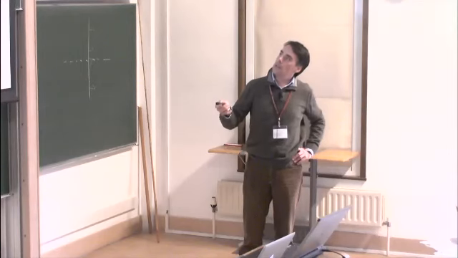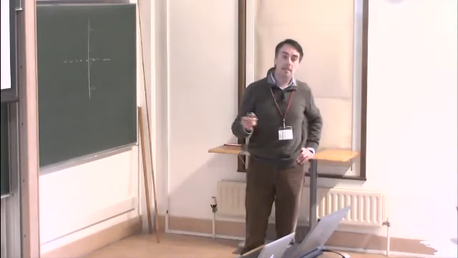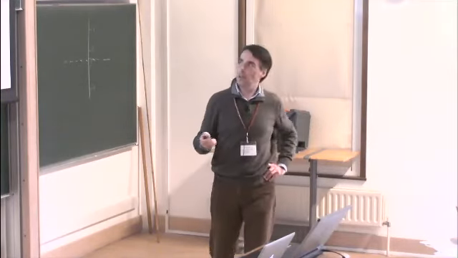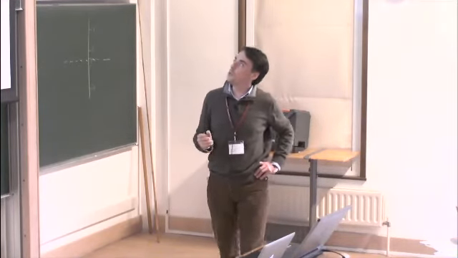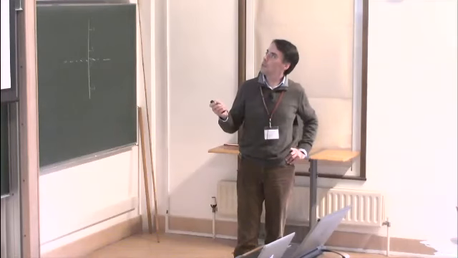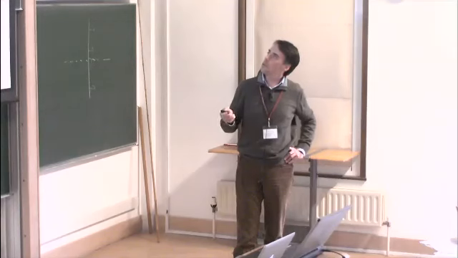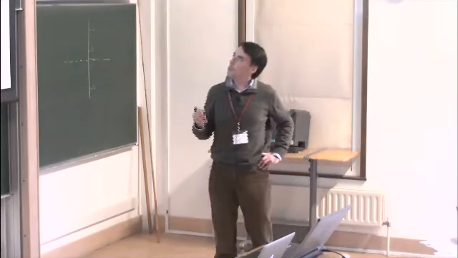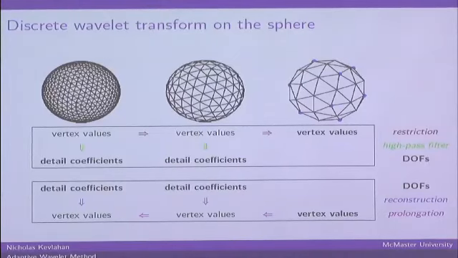And we keep doing this each time, retaining the detail coefficients, the information we've lost, until we get to the coarsest representation. So we've got a restriction, which is the interpolation, and a high pass, the restriction to take us to the coarser level, a high pass filter, which is the detail, and we count the number of degrees of freedom.